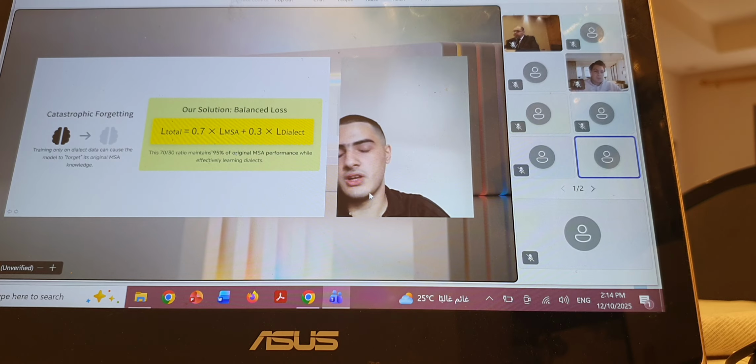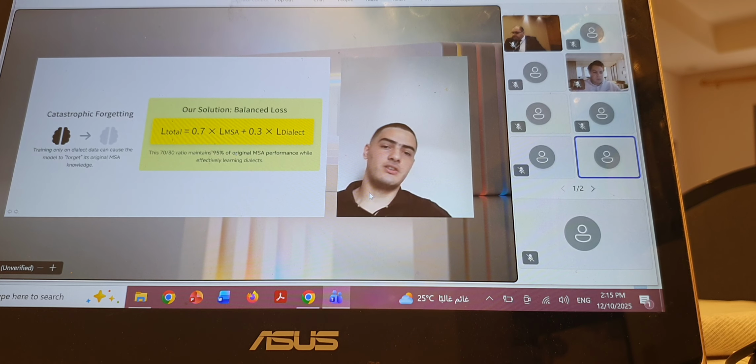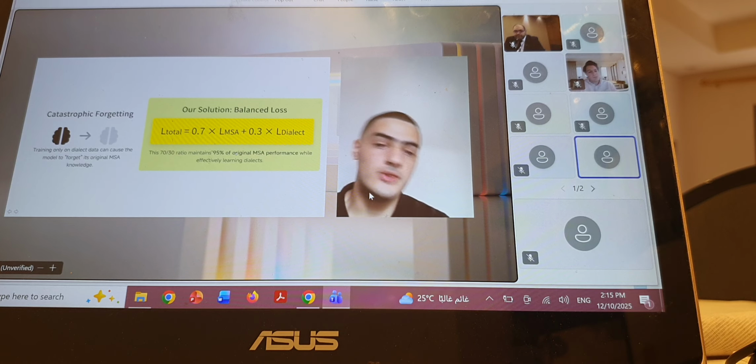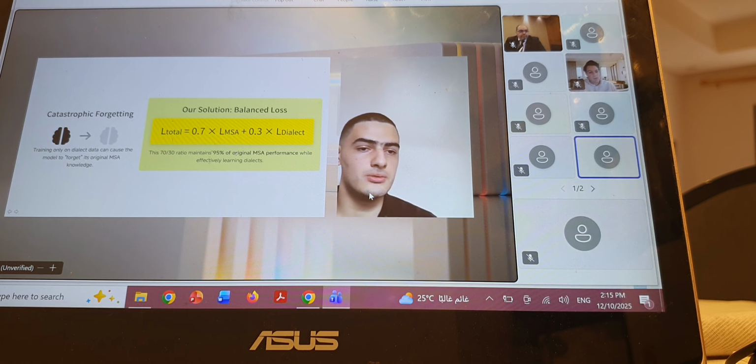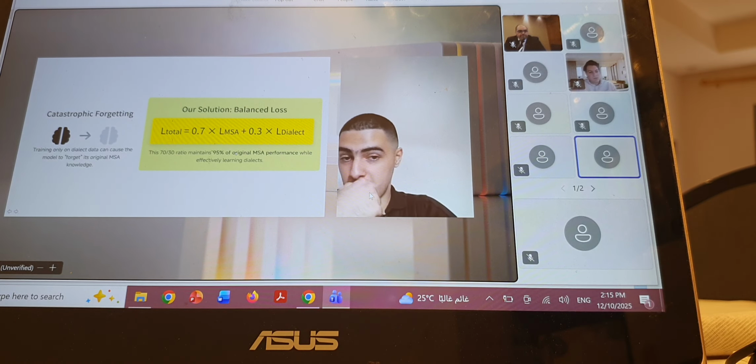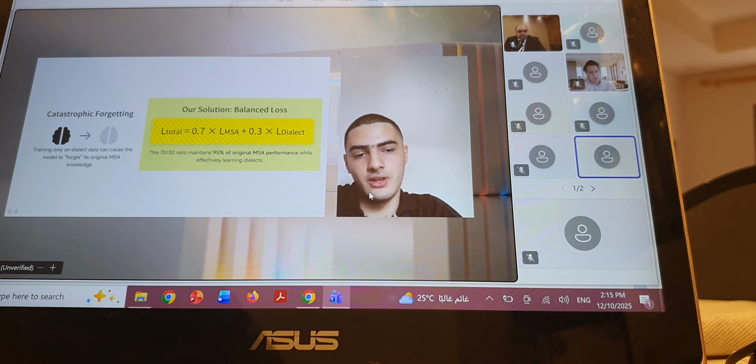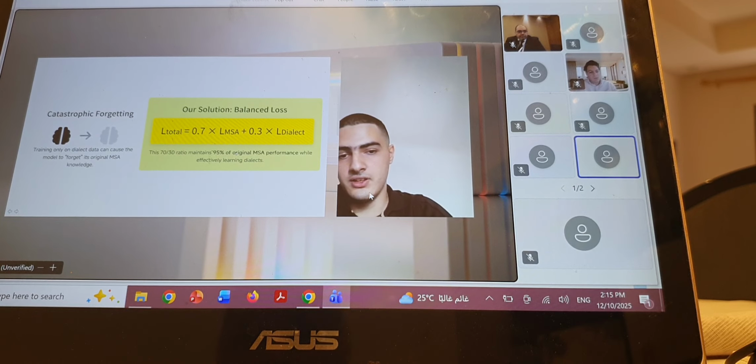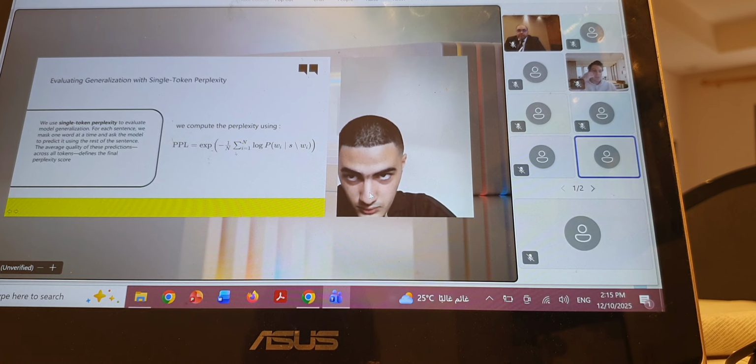keep on training it only on MSA-specific terms, training it on dialectal terms would lead us back to our main problem, which is catastrophic forgetting, to which we did present the solution: when fine-tuning and training the model, we'd use an edited loss function. Our loss function would have a 70% loss on the MSA, and 30% on the dialect. And this 70-30% ratio would maintain 95% of the original MSA performance while effectively learning the dialects.